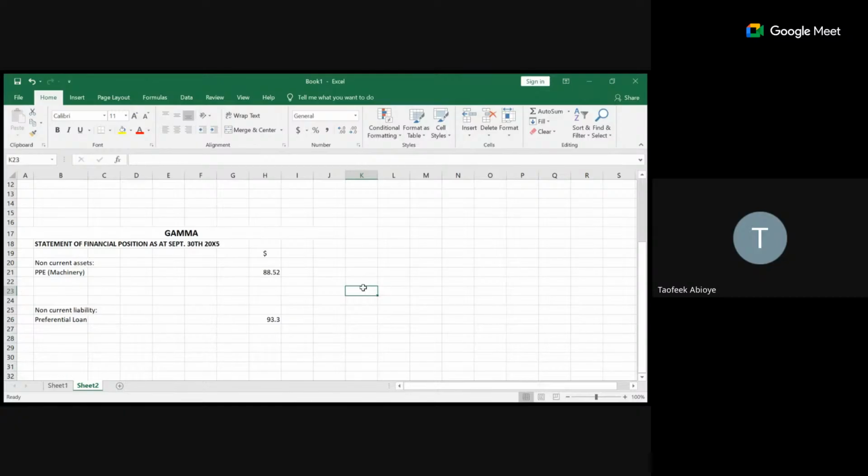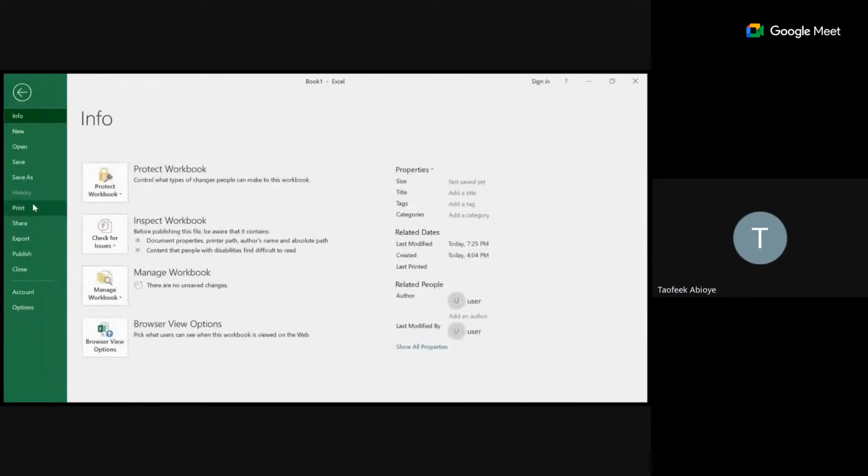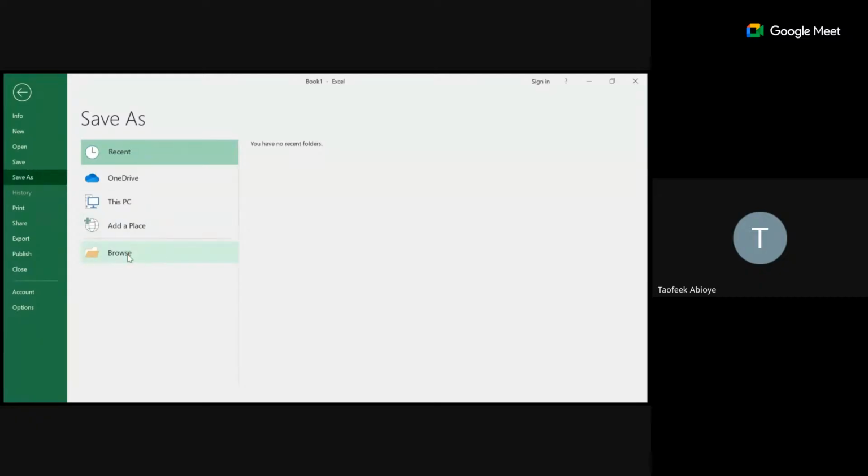So this is it. Let me save it. I'll just save it and send it to your group now. Please don't close it. So let me stop the recording now. So don't let me ask any question again this night.